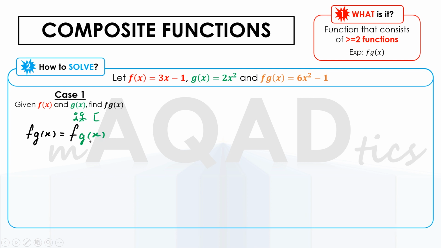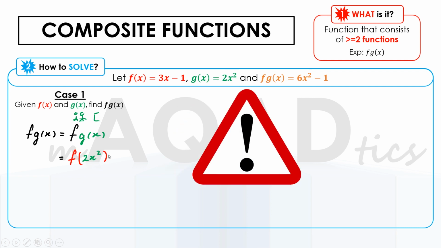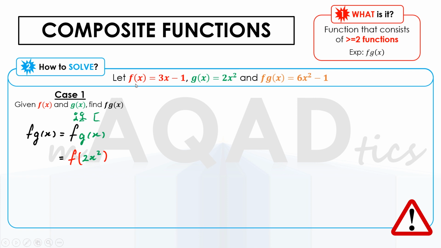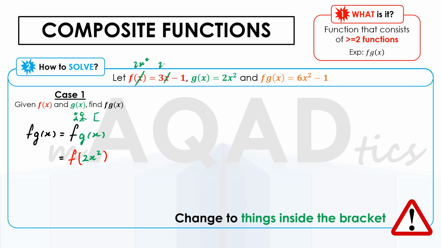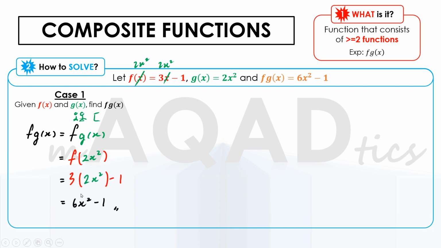Now we know that we need to focus on g(x), so we just substitute this 2x squared to here. If you compare this with this one, the things inside the bracket are different, so let's make it similar. Let's change all the x in this function to become 2x squared. Because if I change it, it will be similar to this. So I can just substitute this value to here, and then I simplify to get my answer.